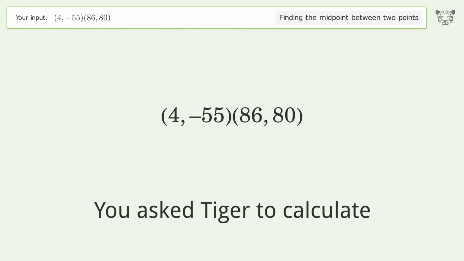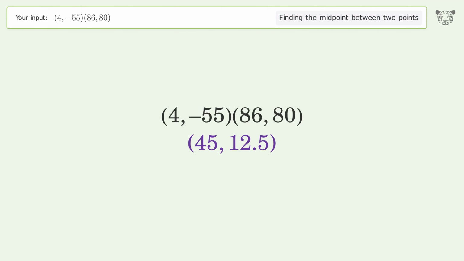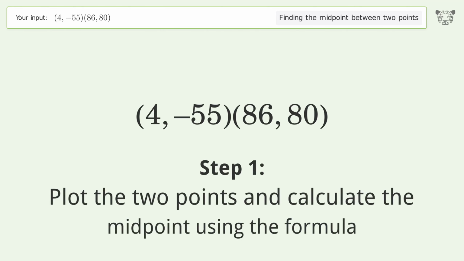You ask Tiger to calculate. This deals with finding the midpoint between 2 points. The midpoint between the 2 points is 45, 12.5. Let's solve it step by step. Plot the 2 points and calculate the midpoint using the formula.